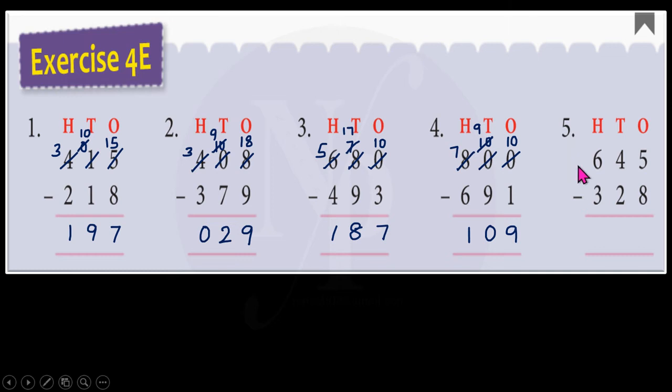Question number 5. 645 minus 328. So let's regroup and subtract. So we make this 3 tens, and now this will be 15 ones. On subtracting 8 ones from 15 ones, we get 7 ones. Here we subtract 2 tens from 3 tens to get 1 ten, and subtracting 300s from 600s, we get 300s. So 317 is the difference of 645 and 328.